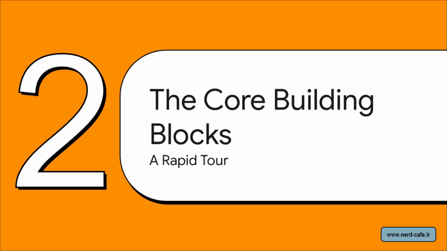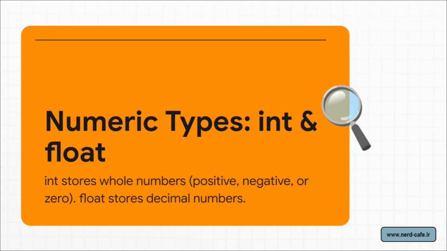All right, now that we know why this matters, it's time to meet the crew. Let's do a quick tour of the core building blocks, the data types you're going to see and use every single day when you're working on ML projects. First up, we've got the absolute workhorses of the data world, the numerics. You've got int for integers, that's any whole number, positive, negative, doesn't matter. And then you have float for floating point numbers, which is just the programmer's way of saying a number with a decimal point. Simple as that.